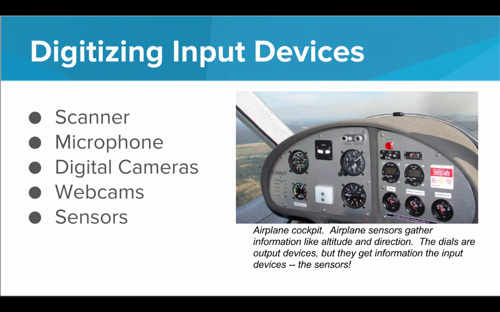all sorts of things. For example, here's an airplane cockpit. We have several airplane sensors that are constantly gathering information like altitude, direction, humidity, things like this. And these dials are the output devices. They get information from the input devices, which are the sensors, and then they output that information to the user in the form of the dial.